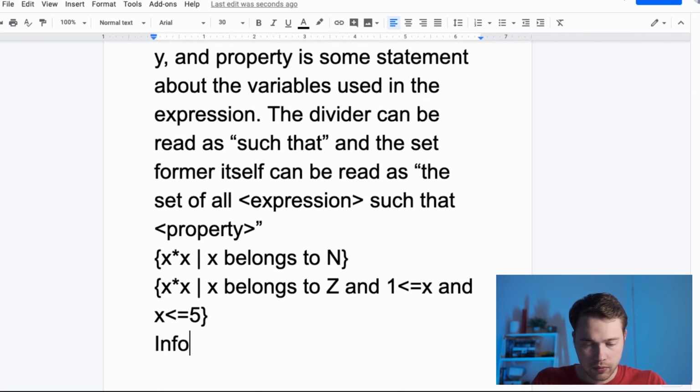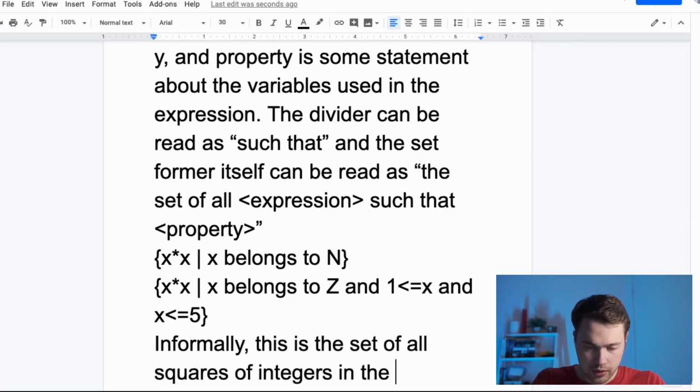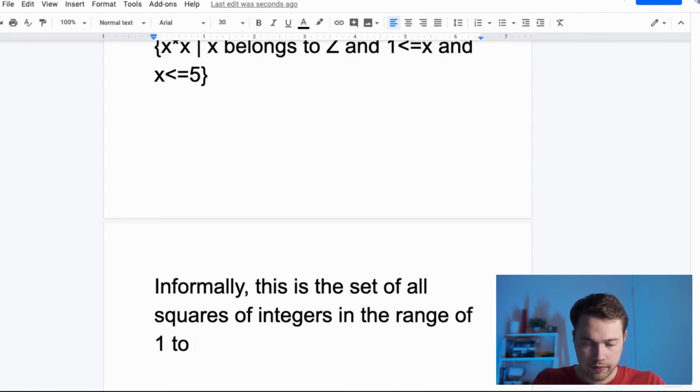So we can say informally that this is the set of all squares of integers in the range of 1 to 5, inclusive.